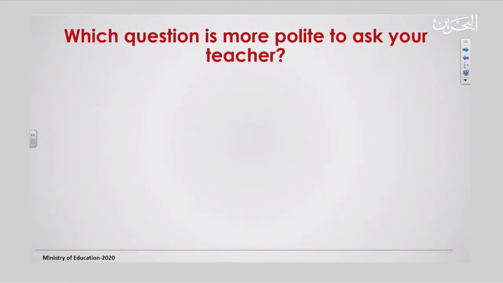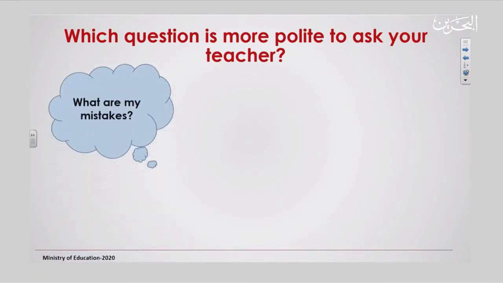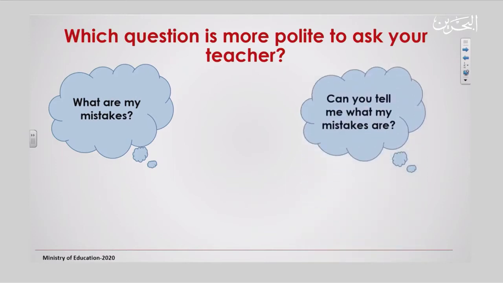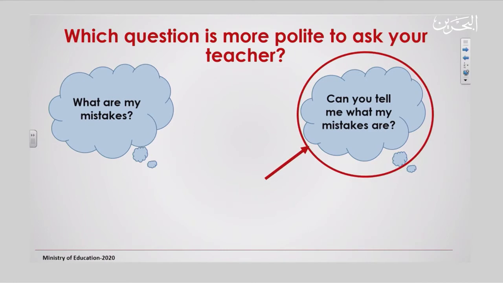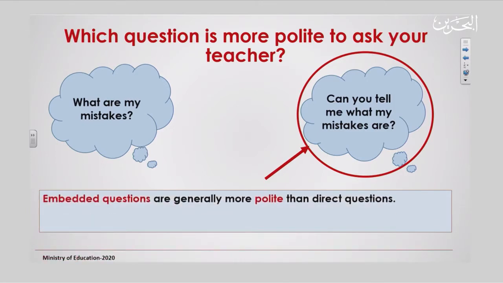From the example before, which question is more polite to ask your teacher? Is it, what are my mistakes? Or, can you tell me what my mistakes are? So which one seems more polite and more professional when you talk to a teacher? Yes, so we use embedded questions, like can you tell me what my mistakes are, to politely ask someone. So embedded questions are generally more polite than direct questions. So this example here is more polite than what are my mistakes?